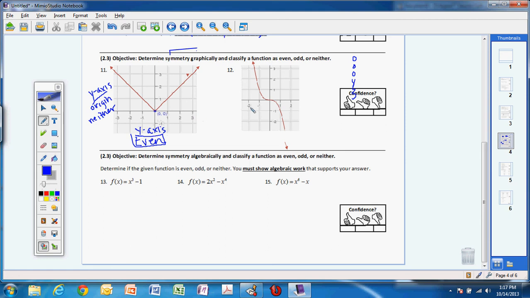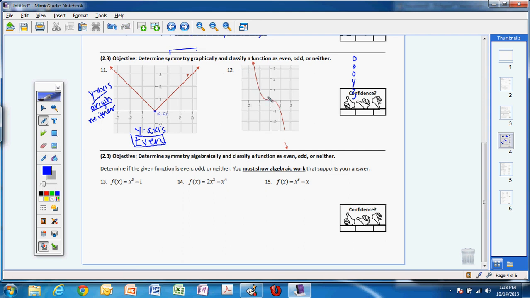So pretty simple. Then the next thing, now we're going to look at number 12. So what type of symmetry does this have? Well, if we were to flip this over our y-axis, notice it wouldn't fall on itself, because this would look something like this, and this would look something like this. And that doesn't match up. So that's why this is not y-axis symmetry. But now we want to check our origin. So it's not y-axis, but let's check origin.